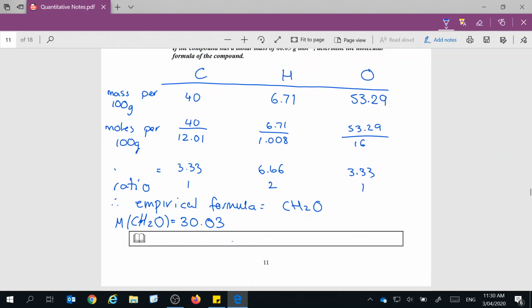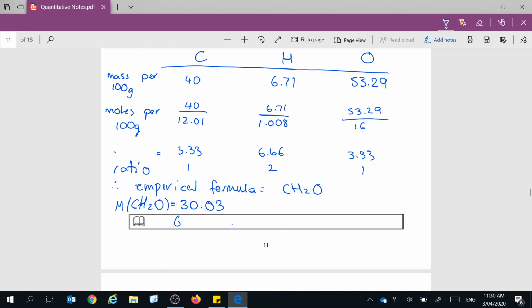Okay, so let's compare those. 60.05 divided by 30.03 is 2. So it's twice as big. The real thing's twice as big. So we double everything for the molecular formula. So we get C2H4O2. Done.